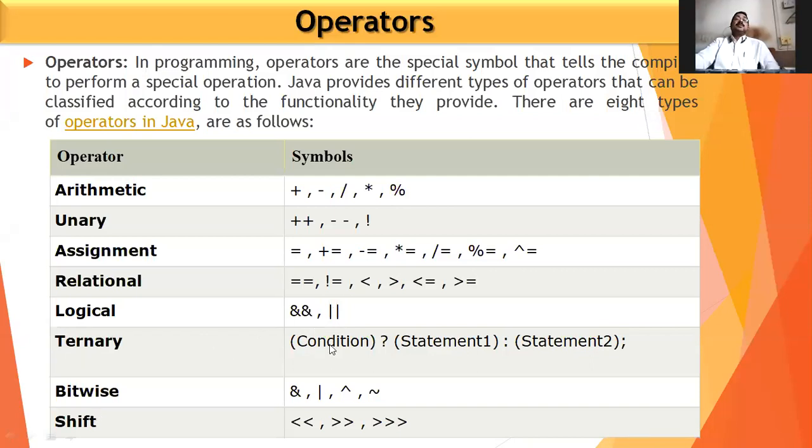Next is the ternary operator that we have already seen in C language. In conditional statements we can give this condition. Question mark and colon are used as the ternary sign in Java. So if this condition is true, statement 1 will be executed, and if the condition is false, then statement number 2 is executed. We have already seen this in first year.